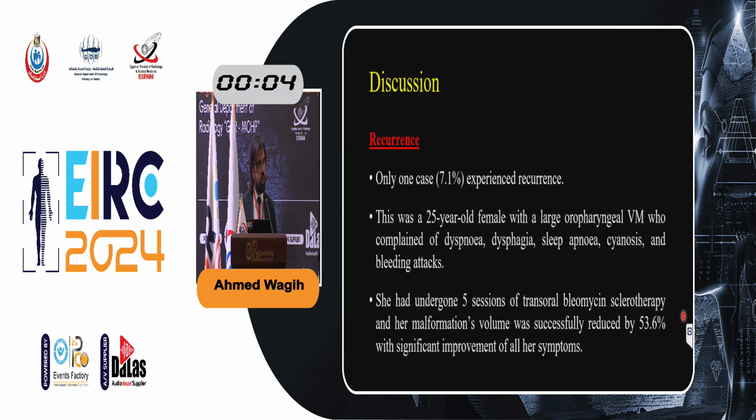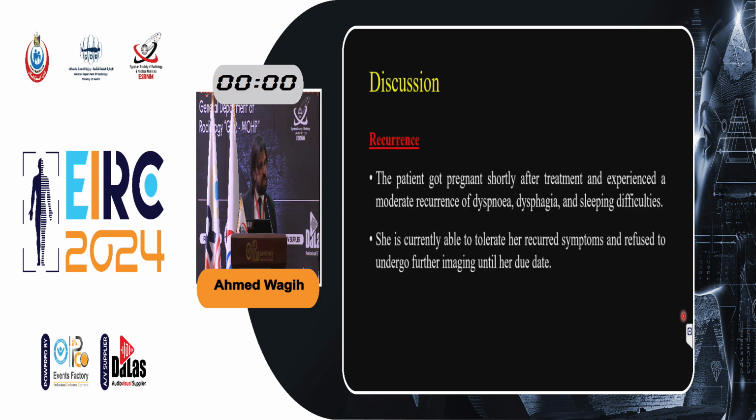About recurrence, there was only one case of recurrence. This was a 25-year-old female with a large oropharyngeal venous malformation, and she complained of dyspnea, dysphagia, sleep apnea, cyanosis, and bleeding attacks. After 5 sessions, there was a reduction of about 53% of the volume with significant improvement of all of her symptoms. However, the patient got pregnant shortly after the treatment and experienced a moderate recurrence of dyspnea, dysphagia, and sleeping difficulties. However, she is currently able to tolerate her symptoms and refused to undergo any further imaging until her due date.